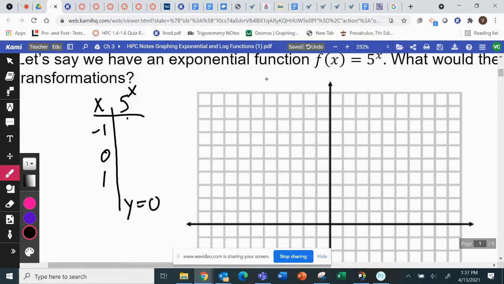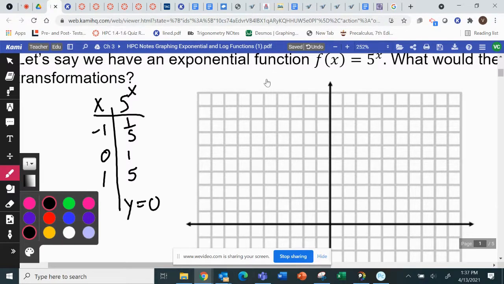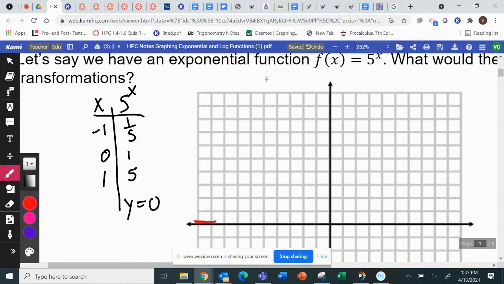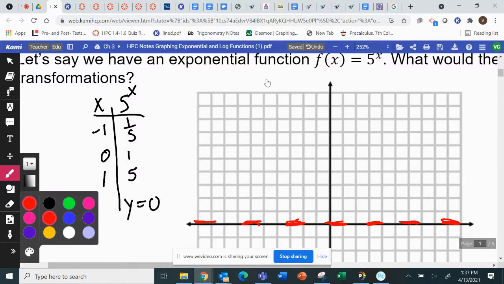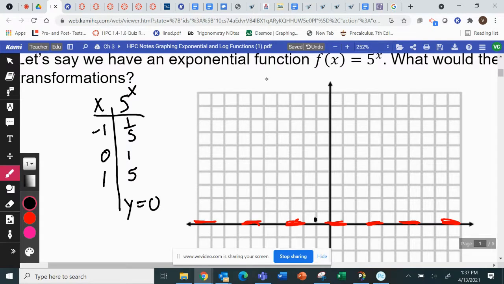So I put in -1, and that gives me 1 over 5. I put in 0, I get 1, and I put in 1, and I get 5. So there's the 1 over b, the 1, and the b. So the asymptote will be y equals 0. I'm just going to graph it in a different color because you won't be able to see it otherwise. So asymptotes are that line that the graph's going to get closer and closer to. It's not going to pass it, just going to get closer to it. And then we've got (-1, 1/5), (0, 1), (1, 5).